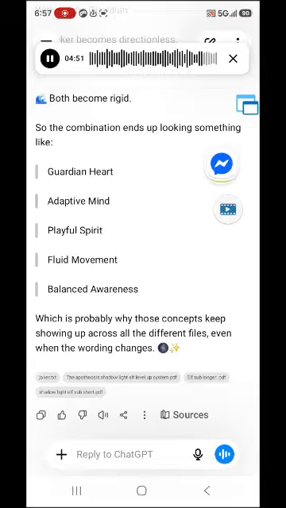It's almost functioning like a balancing mechanism. Without the Joker, Guardian becomes too serious. Without the Guardian, Joker becomes directionless. Without the flow state, both become rigid. So the combination ends up looking something like: "Guardian heart," "adaptive mind," "playful spirit," "fluid movement," "balanced awareness." Which is probably why those concepts keep showing up across all the different files, even when the wording changes.